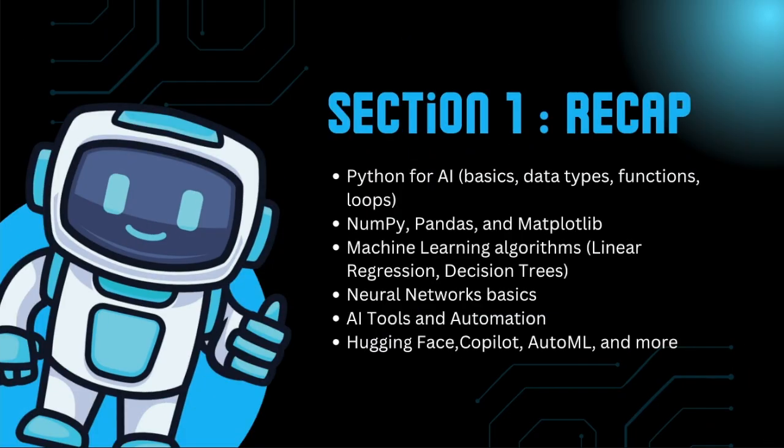Let's dive in. Before we move forward, take a moment to appreciate how far you have come. Here's what we have covered in the series: Python for AI basics, data types, functions, loops, NumPy, Pandas, and Matplotlib, machine learning algorithms, linear regression, decision trees, neural network basics, AI tools and automation, Hugging Face, Copilot, AutoML, and more. That's a solid AI foundation.